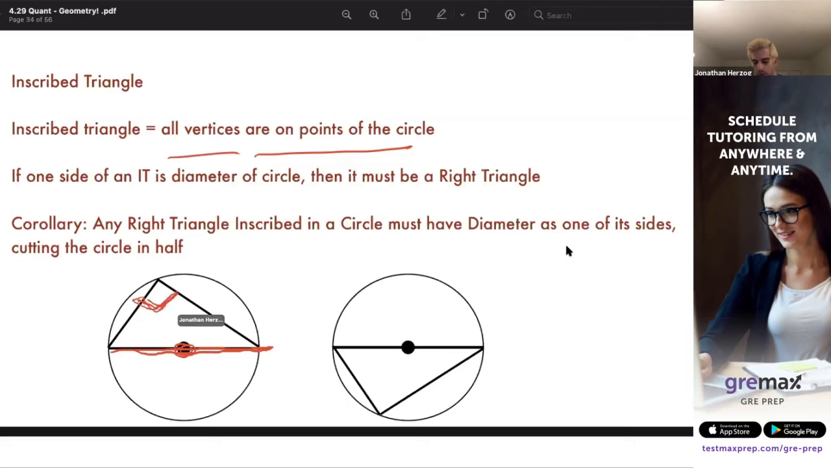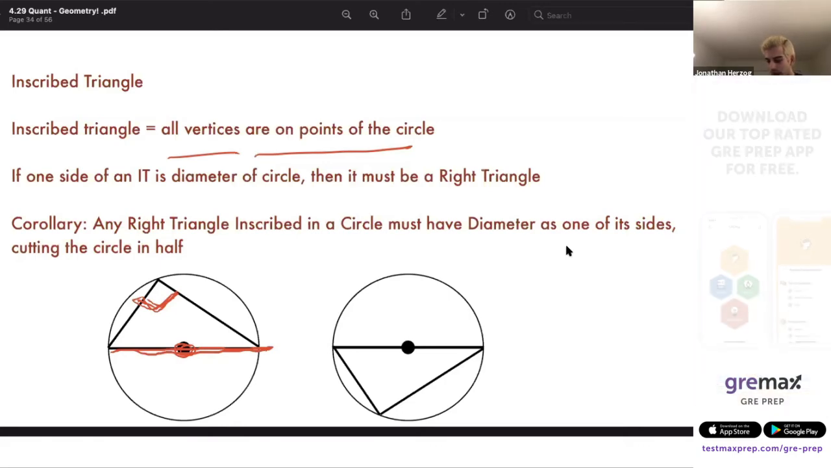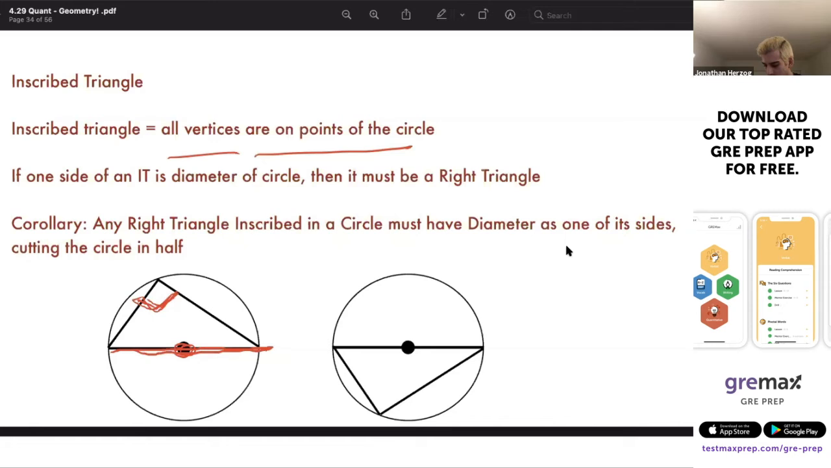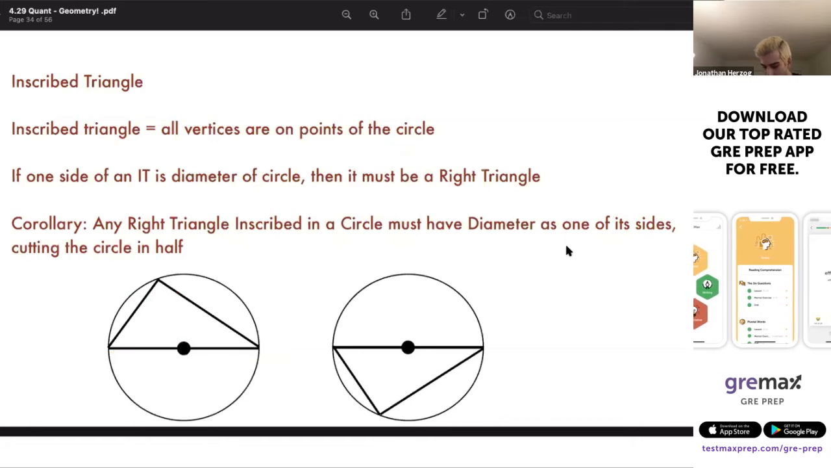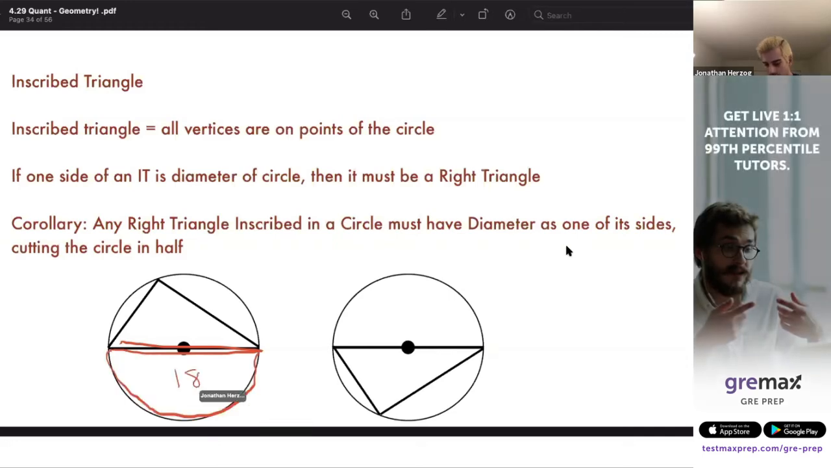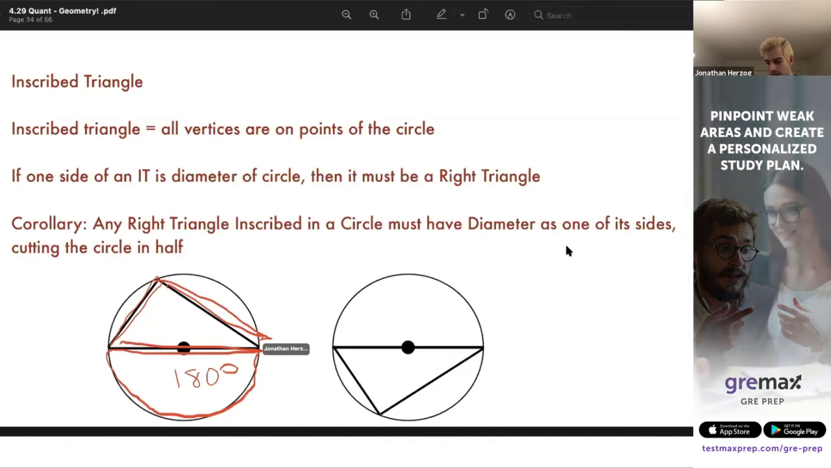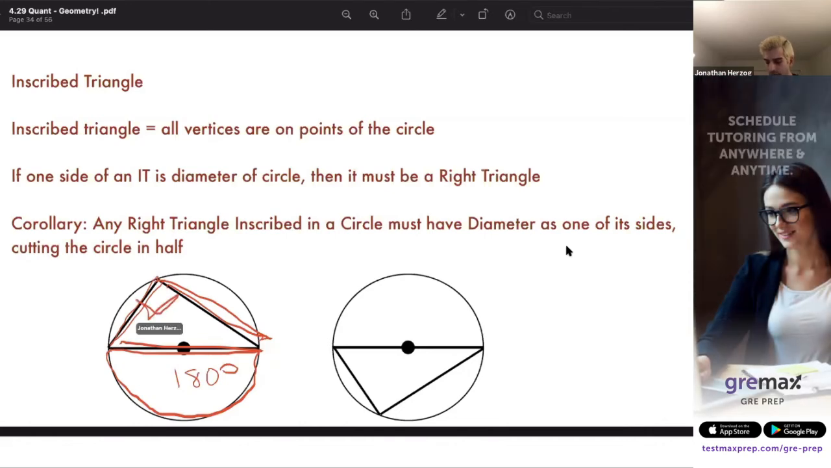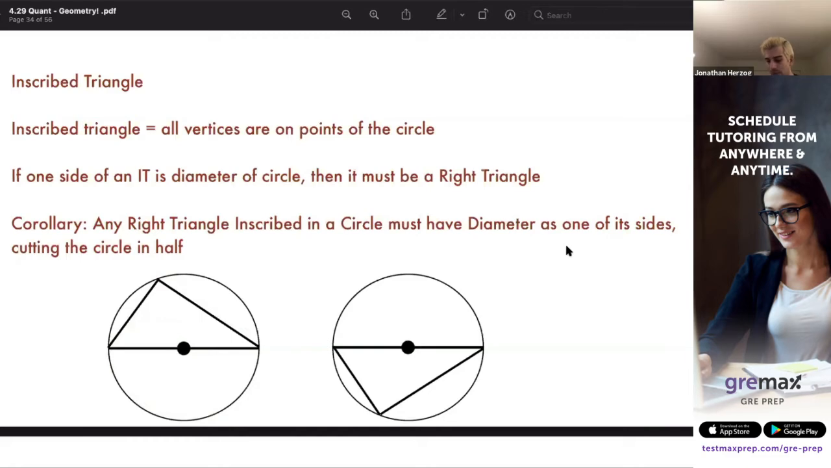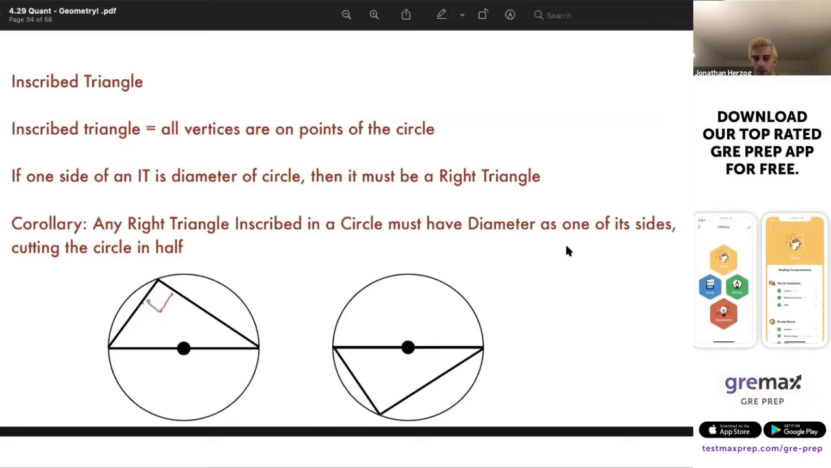Well, combining the rules that we just saw, the inscribed angle is going to be half of the central angle. In this case, we have a semicircle, right? A semicircle is half of a circle, so this has 180 degrees. Here, the inscribed angle corresponds to the same arc, the same half of the circle, the semicircle, and so it's going to be half of that measurement. Half of 180 is going to be 90, so we have a right triangle. A very powerful inference the GRE loves.